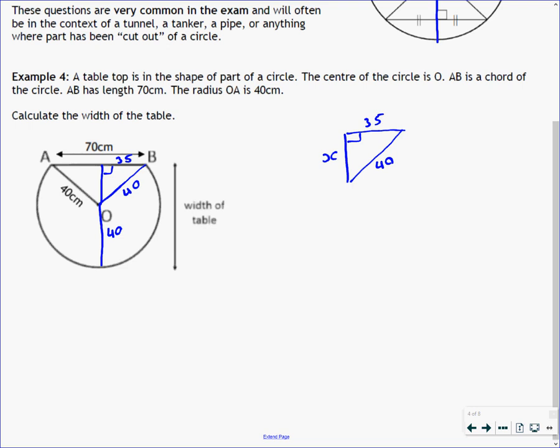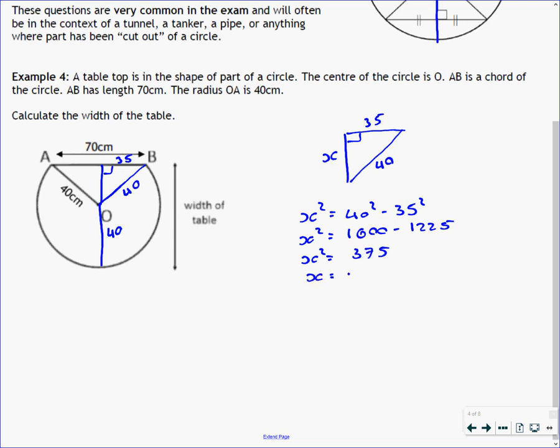and this bit here is x. Okay? So using Pythagoras, we can say that x squared is going to be 40 squared take away 35 squared. So let's just process that. That's going to be 1,600 take away 35 squared, which is 1,225, which will give us 375.